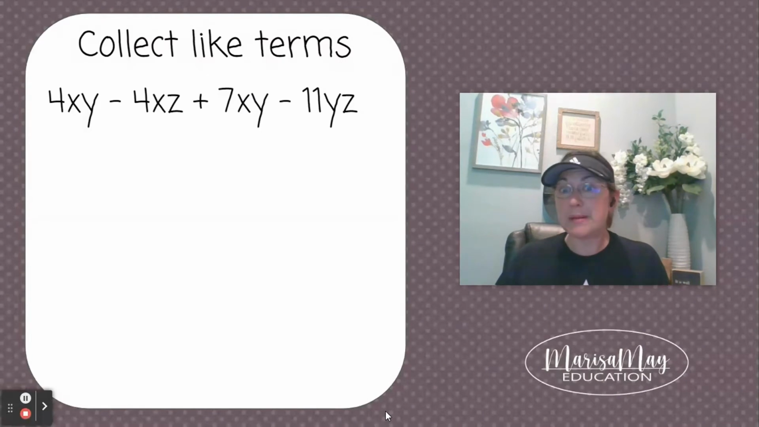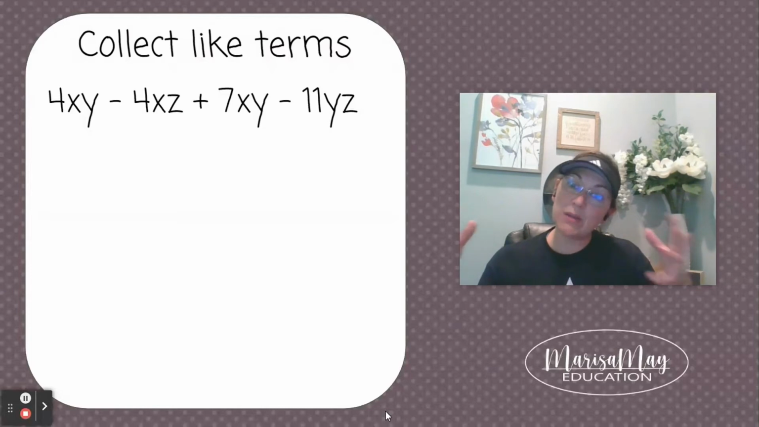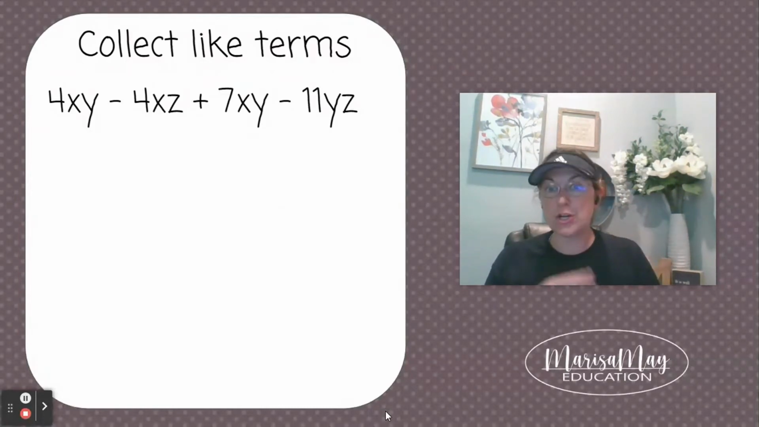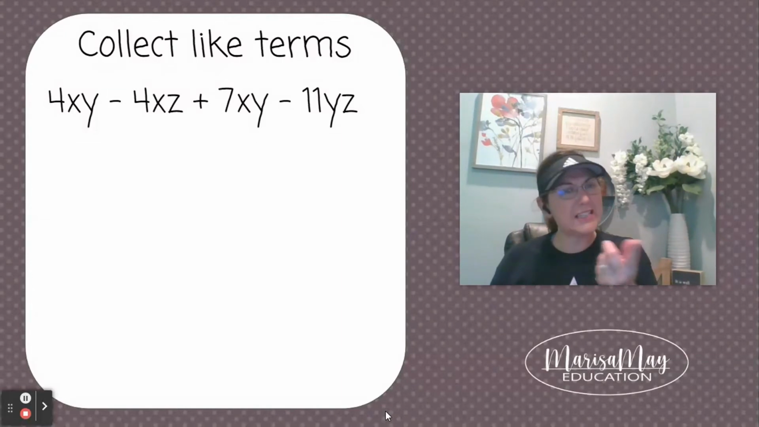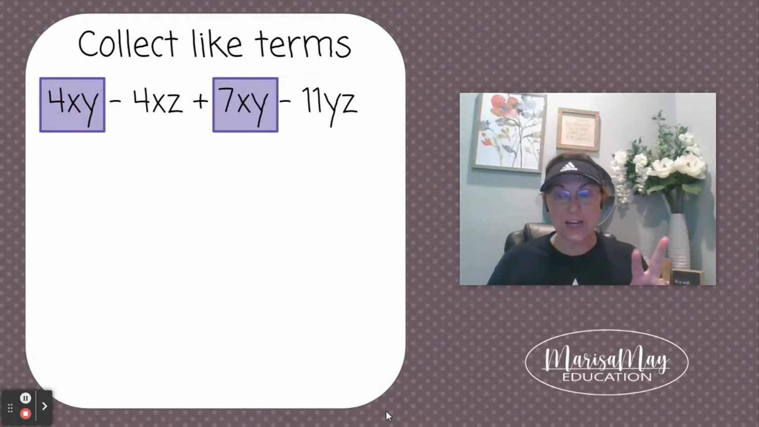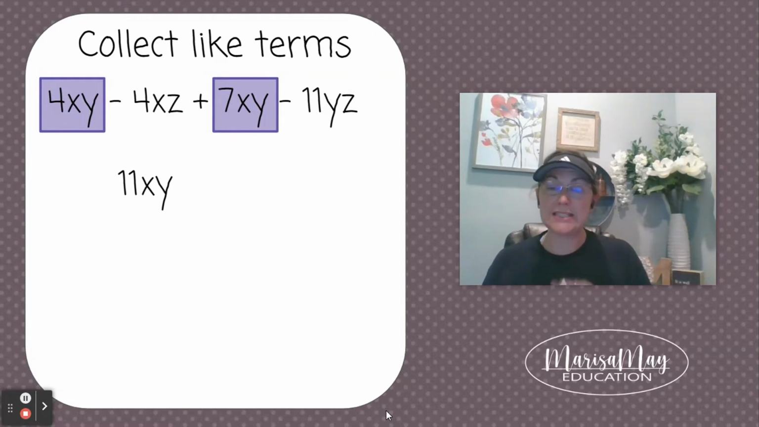So why do we want to be able to do that? Well, because we want to look at something called collecting like terms. That means we want to get the terms together that are like terms, and we want to combine them. So let's look at these 4 terms that we have in the expression. Notice that the 4xy and the 7xy, those are like terms. They both have an x and a y. Now what we can do with that is add those numbers in front. So 4 plus 7 gives me 11xy.